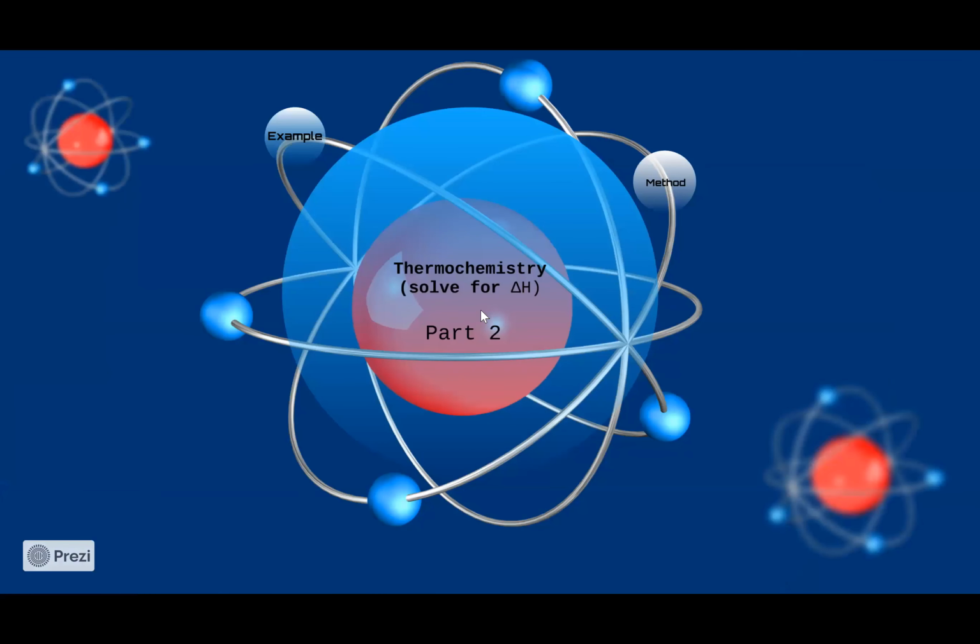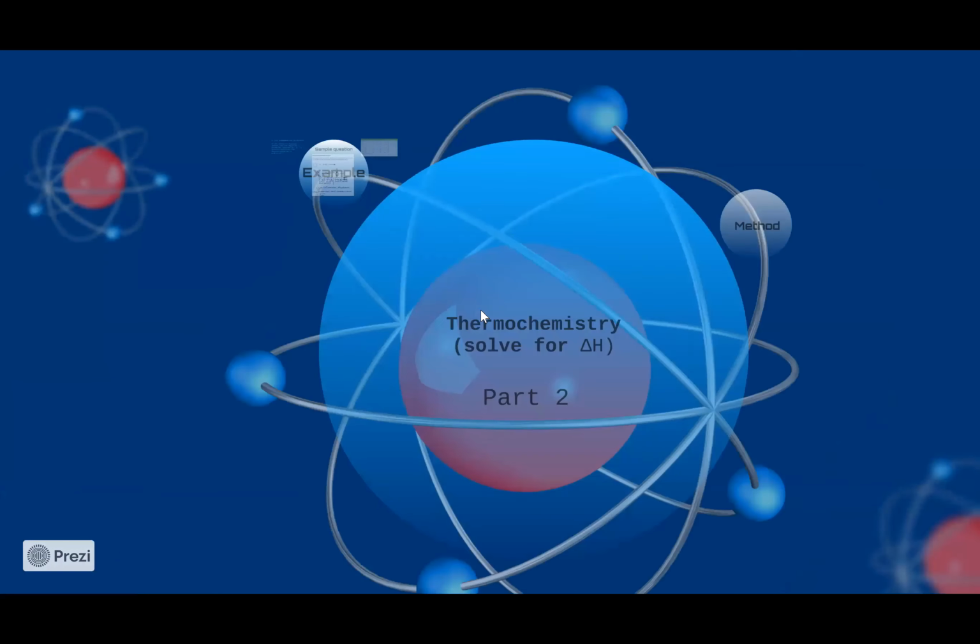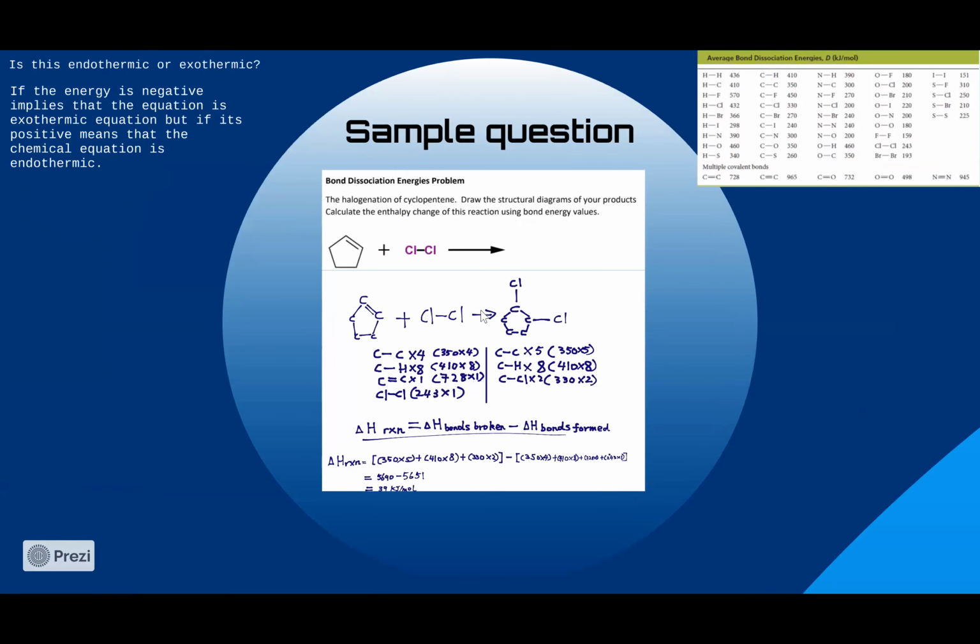Now we're going to one of those practice questions we have, where it's asking you the halogenation of a cyclopentane. Draw the structural diagrams of your products. Calculate the enthalpy change of the reaction using bond energy values. So we're given a cyclopentane with Cl2. What is the halogenation for that one?